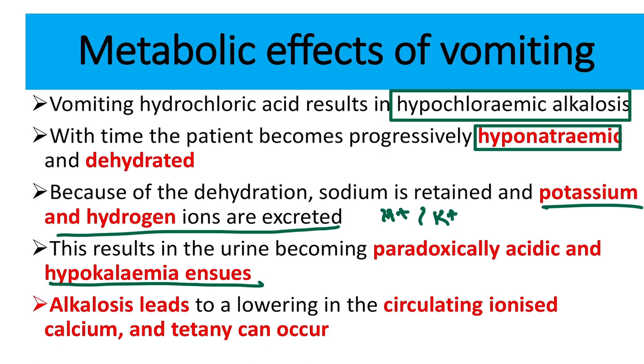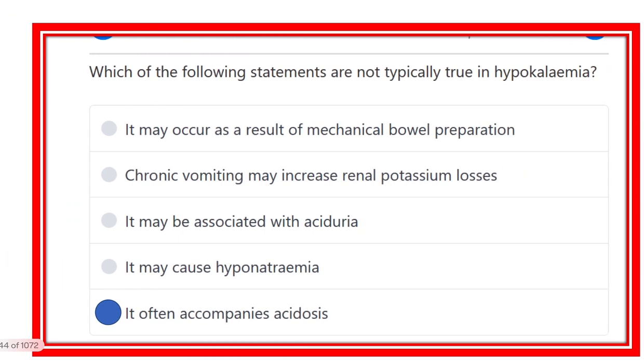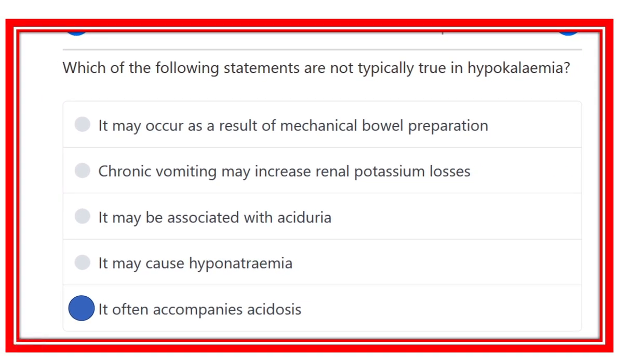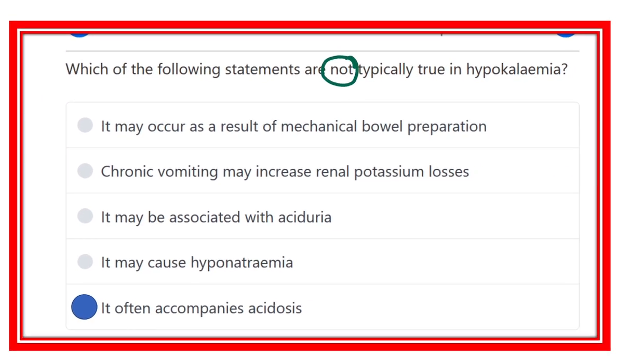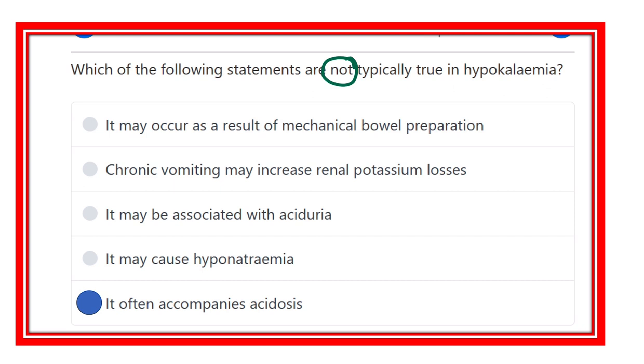Alkalosis leads to lowering of circulating ionized calcium and may also lead to development of tetany. So in case of hypokalemia, there is a chance of developing tetany. Which is not true, that means which is false regarding hypokalemia? It often accompanies acidosis. This is not true because hypokalemia is usually associated with alkalosis.